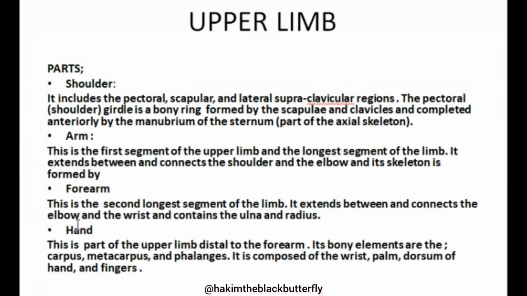And finally, we are going to look at the muscles of the hand, and we see how many they are. So these are the parts of the upper limb: the shoulder, the arm, the forearm, and the hand. And we are going to be looking at muscles in each of these regions, and the nerves and the blood vessels.